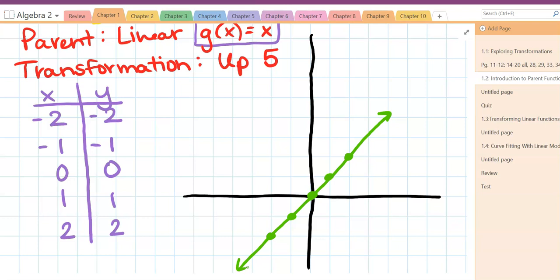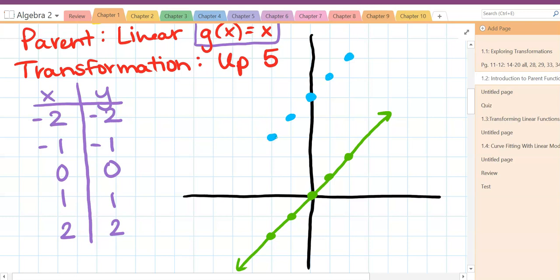Now I need to graph the new one that moved up 5. In order to do that, I've got these points on my graph. I'm just going to take each point and go up 1, 2, 3, 4, 5 and draw a new point there. So if I start at 0, 0, I'm just going to go up to 5 and draw a new point. And do the same with those other ones.